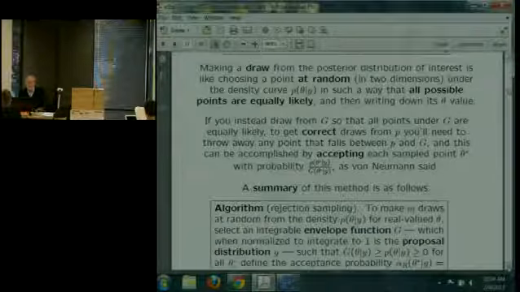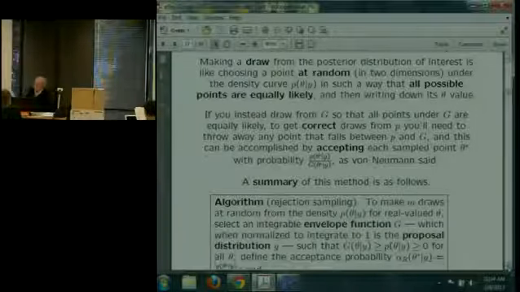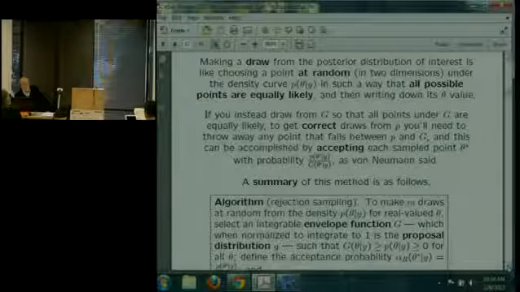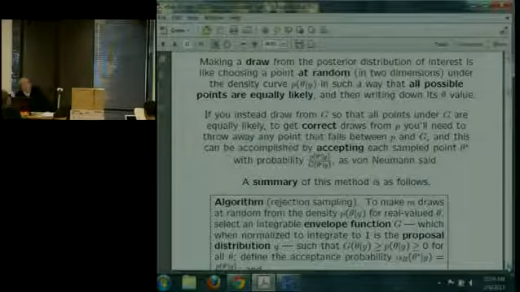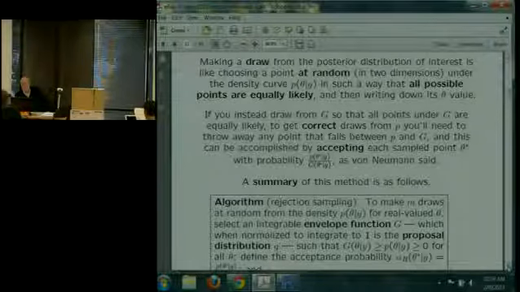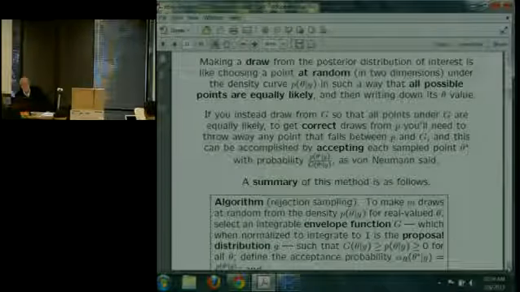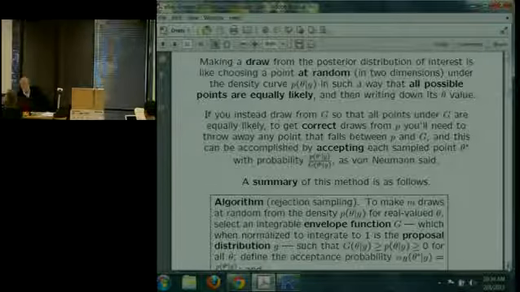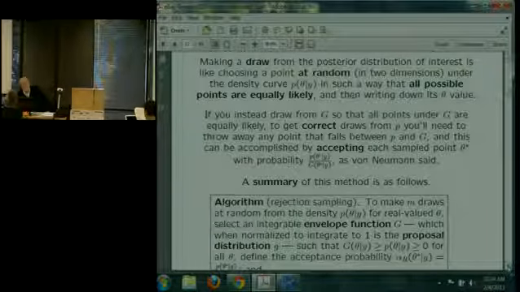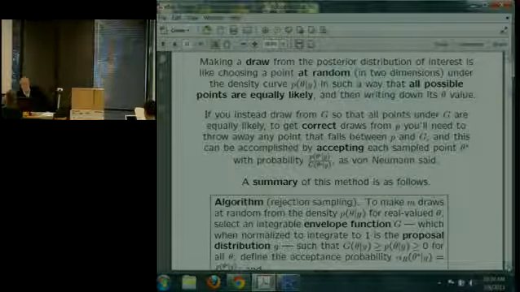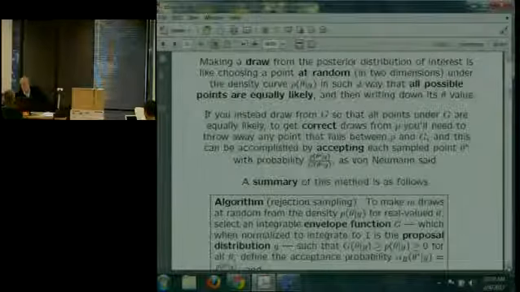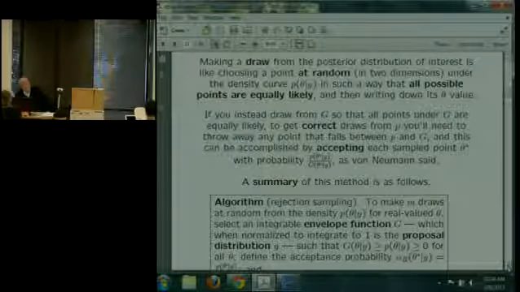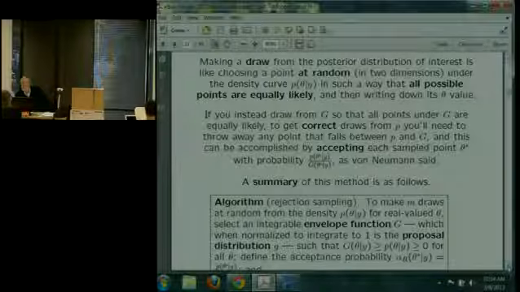So making a draw from the posterior distribution of interest is like choosing a point at random in two dimensions under the density curve lowercase p in such a way that all possible points are equally likely, and then just writing down the theta value that you got. If instead you drew from capital G so that all points under capital G are equally likely, you have to throw away all the points that fall between those two curves to get correct draws from P, and this can be accomplished by accepting each sampled point with probability given by the ratio of the height of P versus the height of G. So it's a cool idea, and it works.